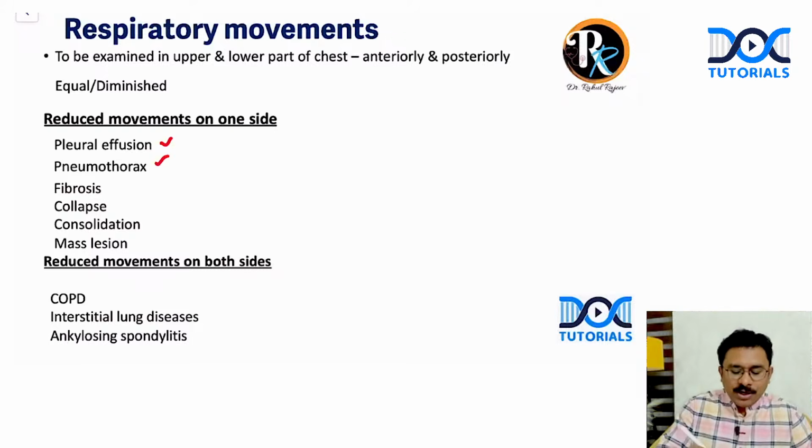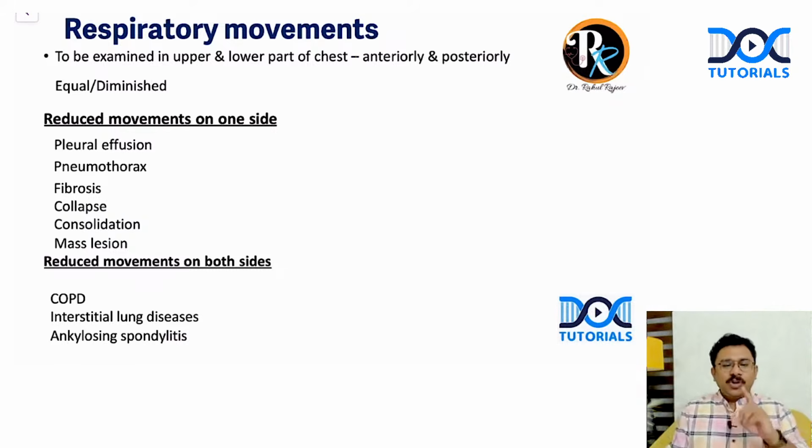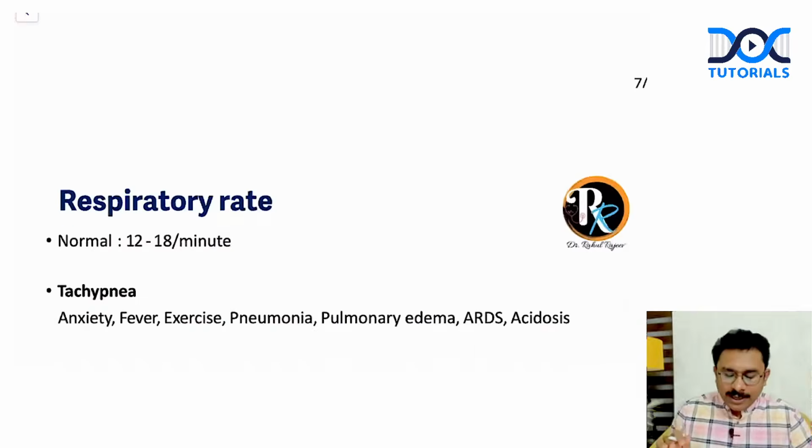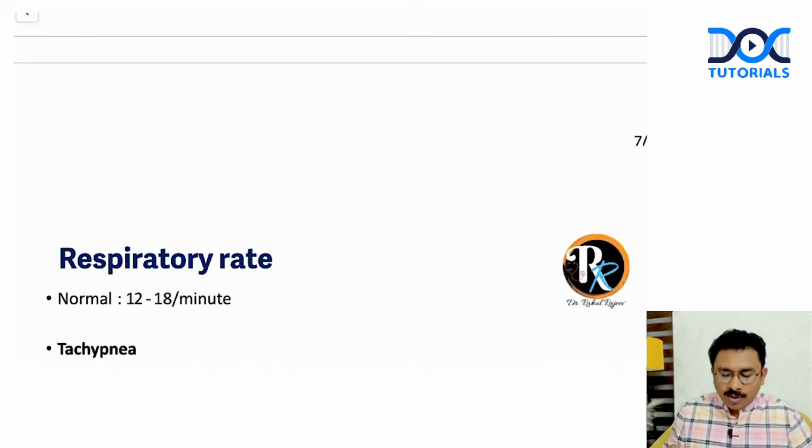So pleural effusion, pneumothorax, fibrosis, collapse, consolidation, mass lesion, all these pathologies will cause reduced movements on one side, whereas certain conditions can cause reduced movements on both sides, like chronic obstructive pulmonary disease, interstitial lung diseases, as well as ankylosing spondylitis. So that is what you have to know about respiratory movements.